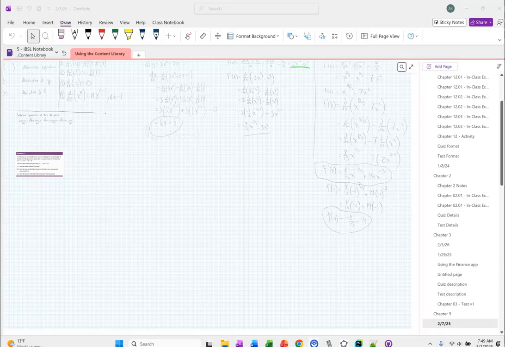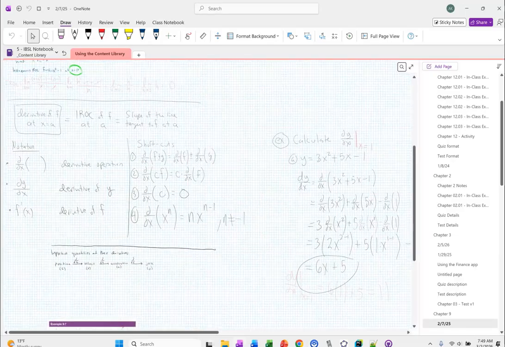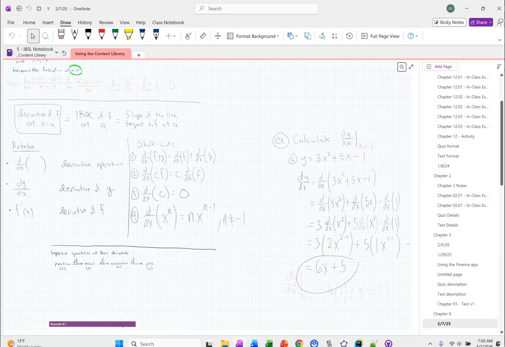Alright, so where we had left off, we had been talking about this idea of an instantaneous rate of change. How this was really the same thing as if I look at the curve and try to draw a line that's tangent to the curve at that point, the slope of that line should be the same as the instantaneous rate of change. And we call that the derivative of f at x equals a.